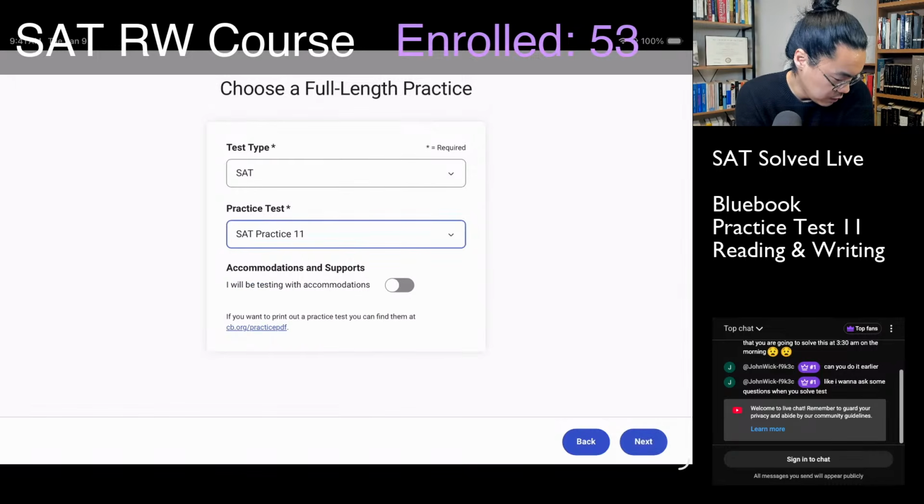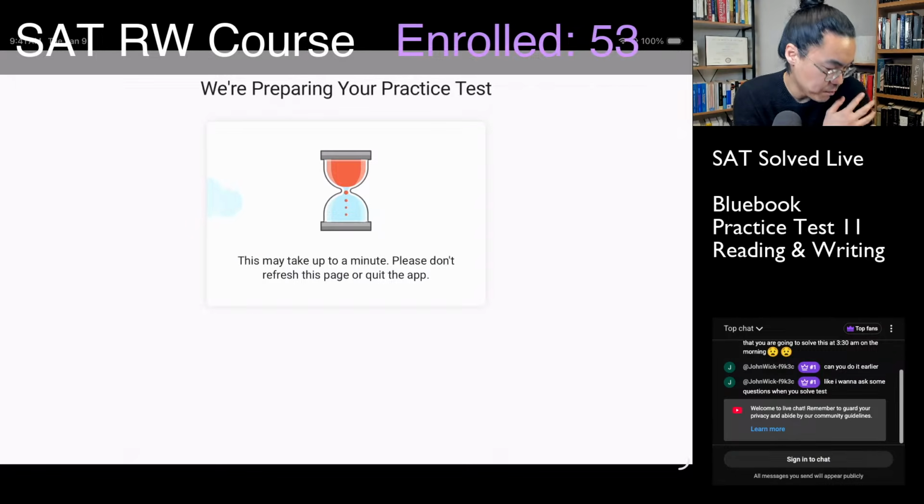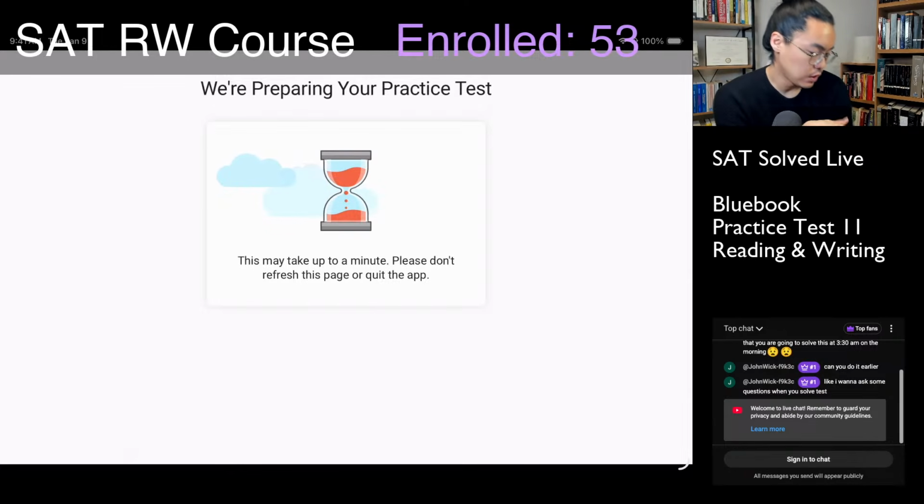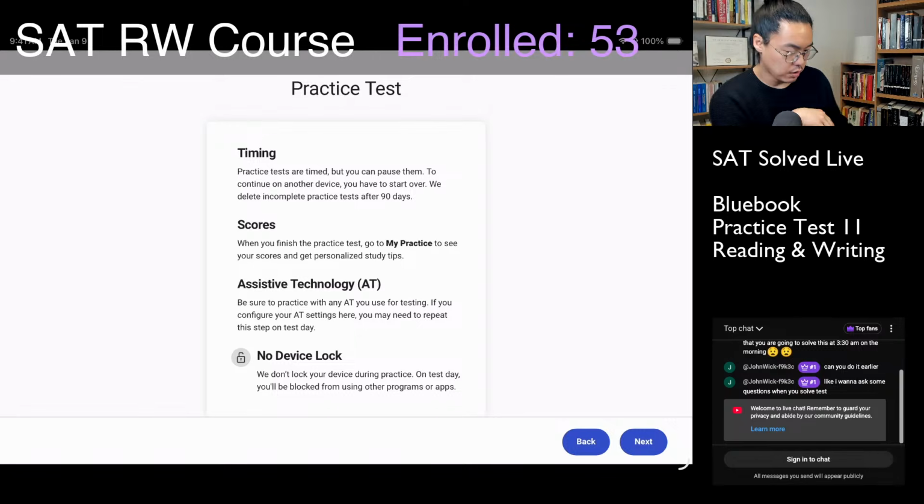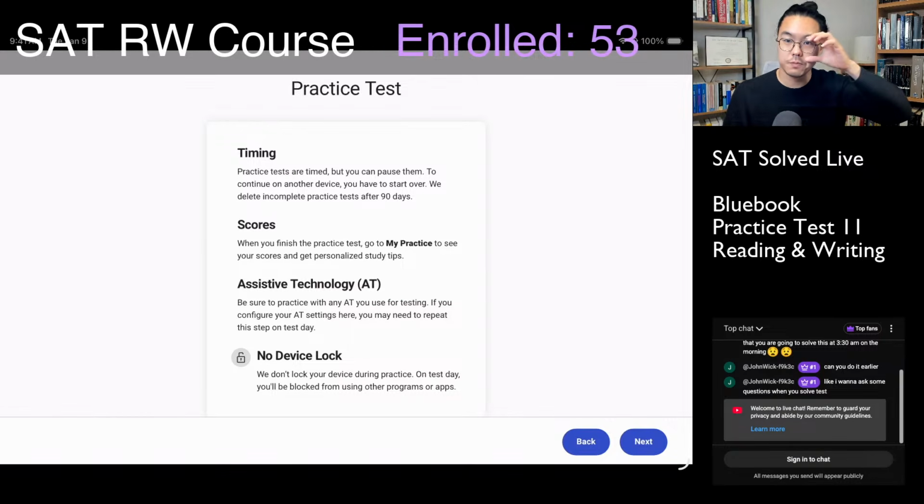So I'll be taking this on my iPad mini, and the interface will look the way it is. I feel like College Board might have changed some of the features, like they might have improved some of the features of the Blue Book. So I will mention my thoughts just in real time as I go.